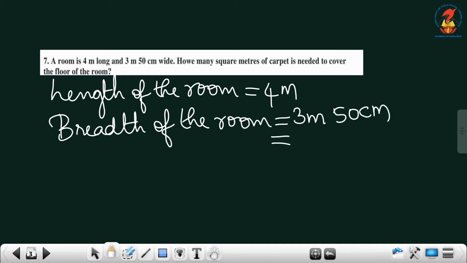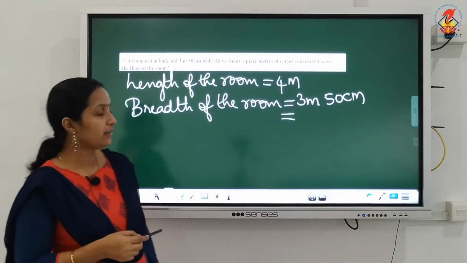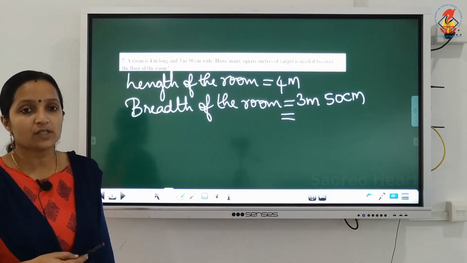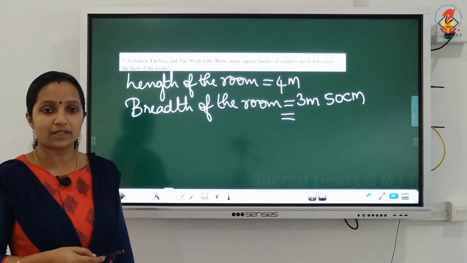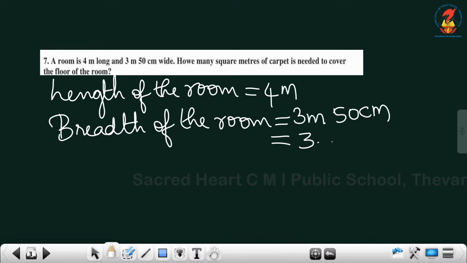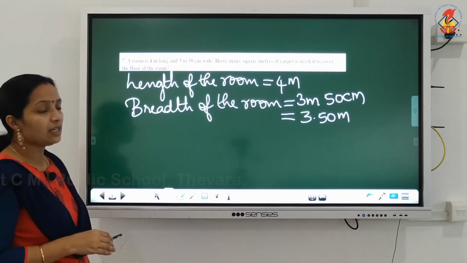Here 2 units are there, so convert them into 1 unit. That means here length is in meters, so we will convert the breadth also into meter. So how will we convert centimeter to meter? You have to divide by 100. So what will be the final answer? 3.50 meter. Okay, so we converted the length and breadth into the same unit.